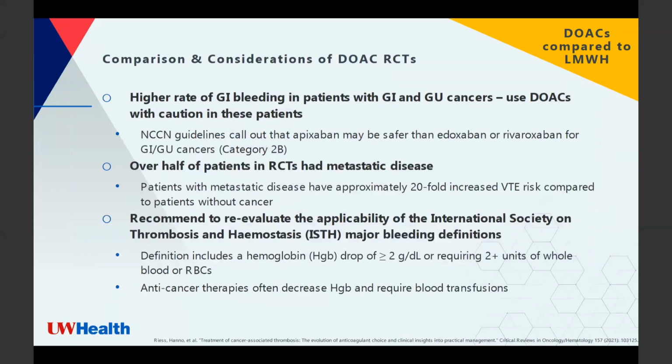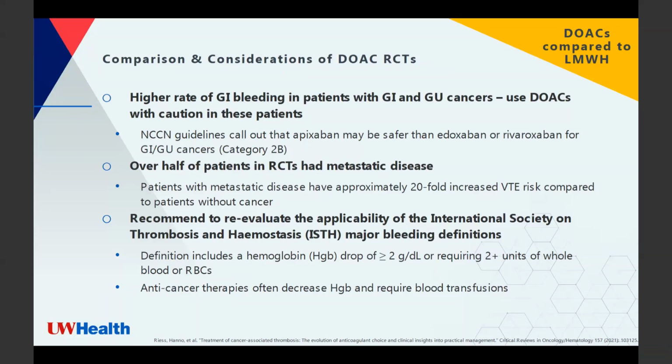So there are some comparisons and considerations we can make from these DOAC trials. When we compare the randomized control trials, we see that there are higher rates of GI bleeding in patients with GI and GU cancers, and therefore guidelines recommend to use DOACs with caution in these patients. The NCCN guidelines specifically call out that apixaban may be safer than edoxaban or rivaroxaban for GI and GU cancers.